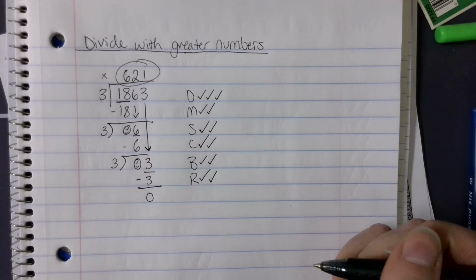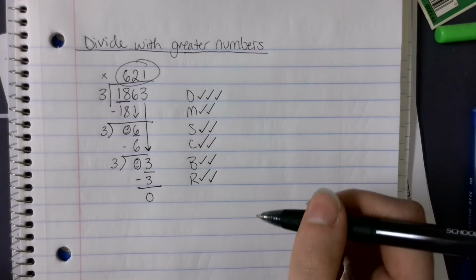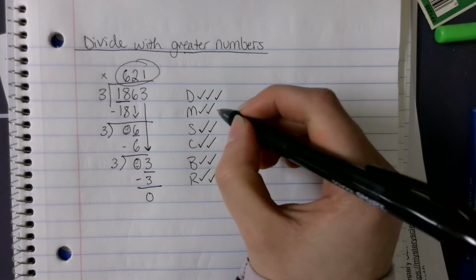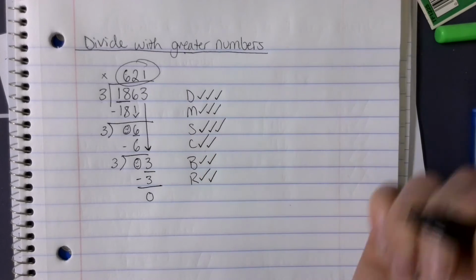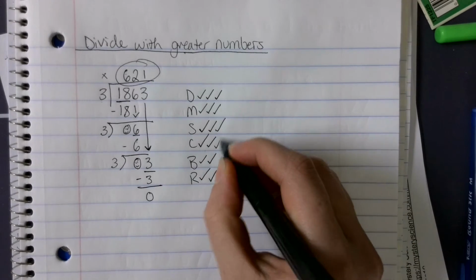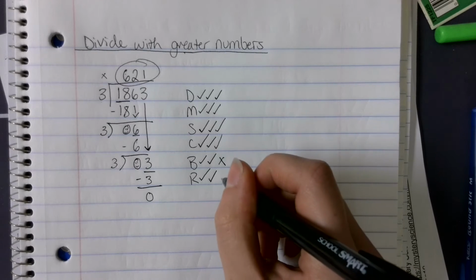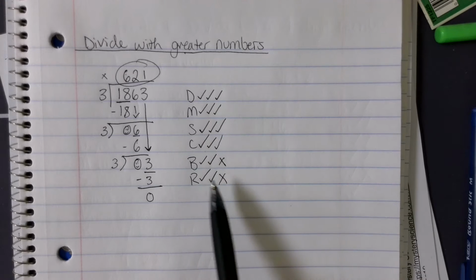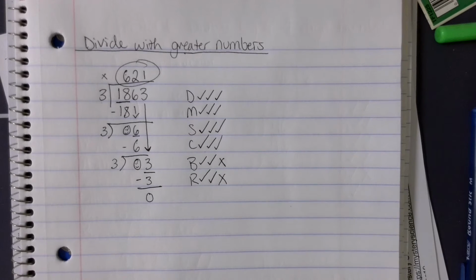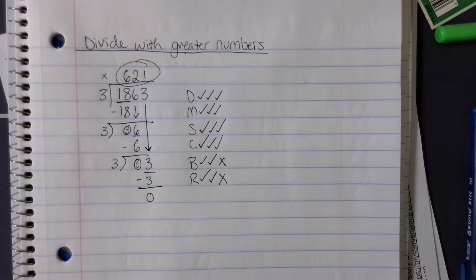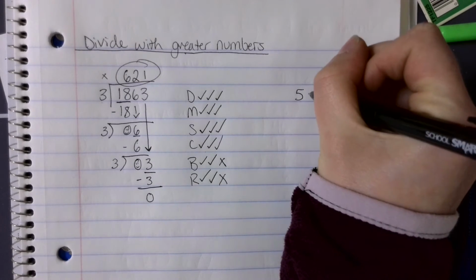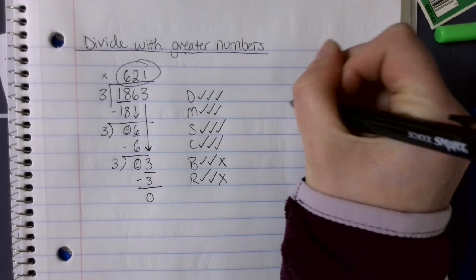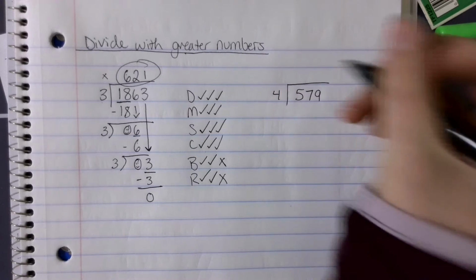All right, so like I said, we're going through a few more times. I technically multiplied and subtracted there and checked. I did not bring down, and I did not have a remainder. So instead of going through 2 times, sometimes we have to go through 3 times now. Let's try another one. Let's do 579 divided by 4.